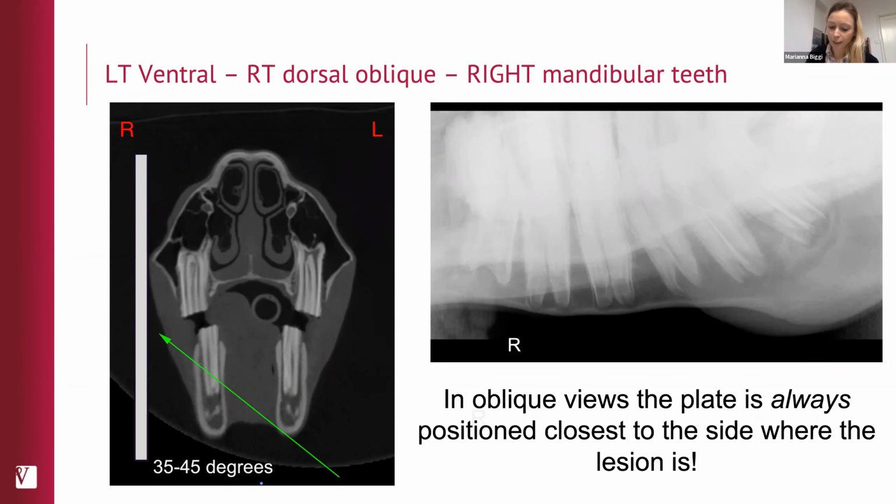Just to highlight this again, if you have a lesion on the right side, and depending if it's on the mandible or on the maxilla, the plate goes on the right side. So the plate always goes closer to the area that you want to image. And then if you look at the maxilla, we're going dorsal to ventral. If you look at the mandible, we're going ventral to dorsal.